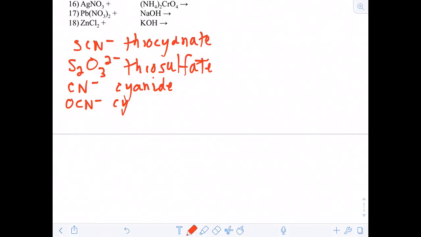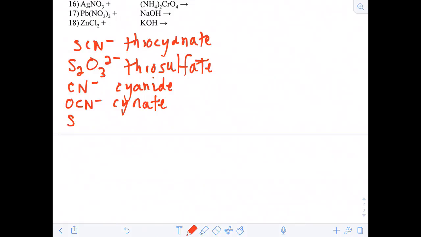What's cyanate for? Cyanate wouldn't kill you, but depending on what you mix it with, it's really easy to make cyanide from cyanate. What do you have to mix it with? Moving on.